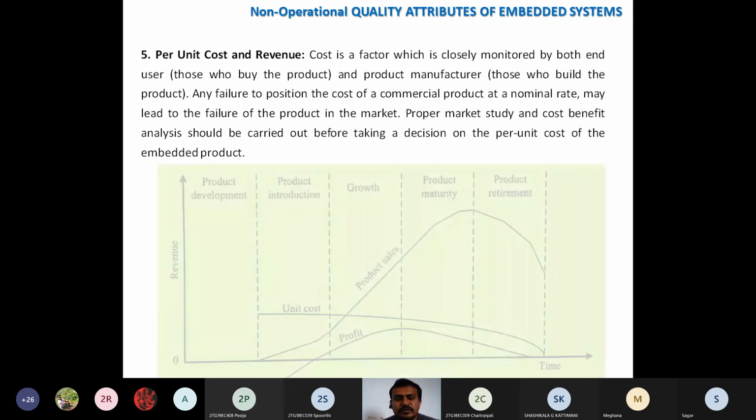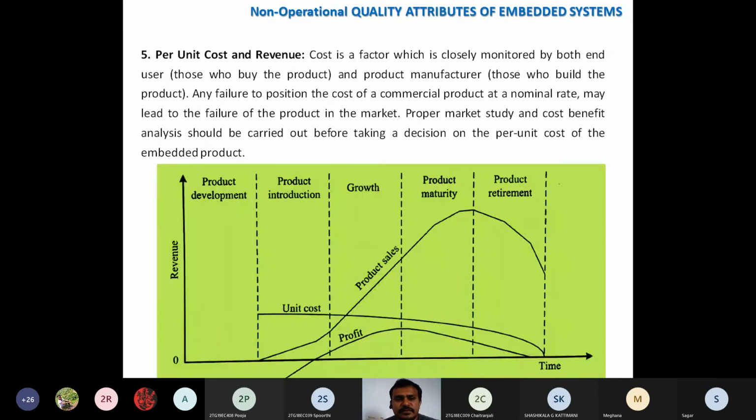This is explained using this graph. The per unit cost and revenue analysis goes like this. It has a number of steps. The per unit cost and revenue is analyzed based on some steps over time. Here the graph is illustrating the revenue over time. Revenue over time purely depends on cost per unit. So here it is divided into a number of periods.